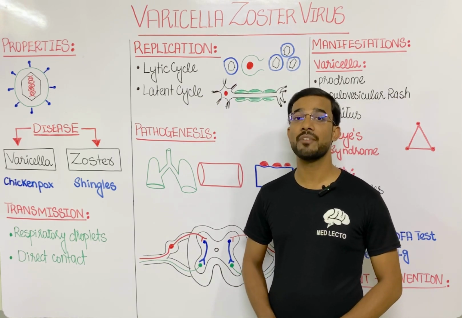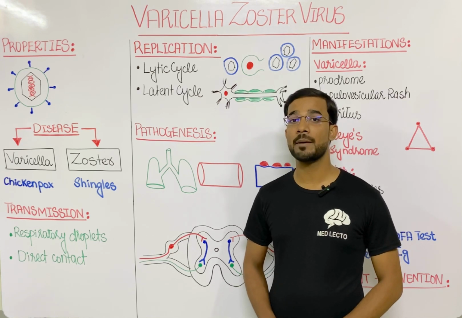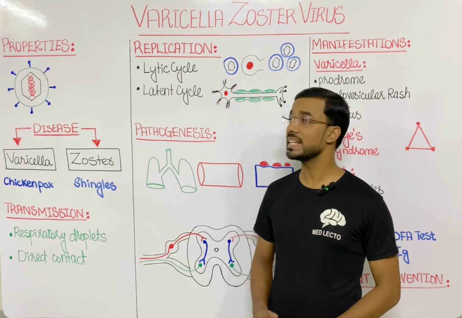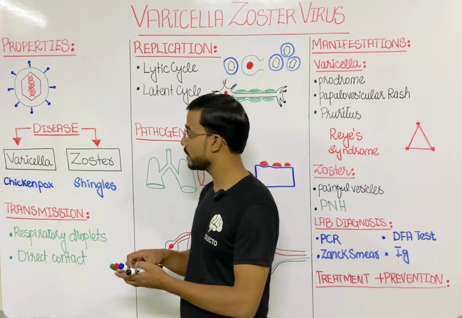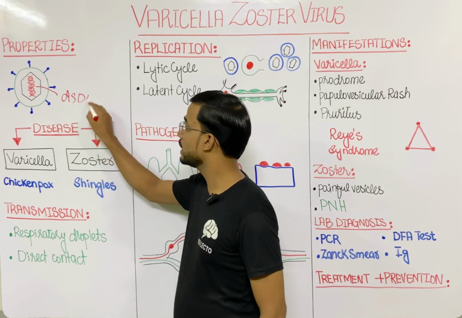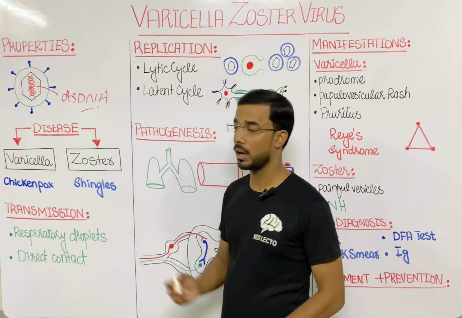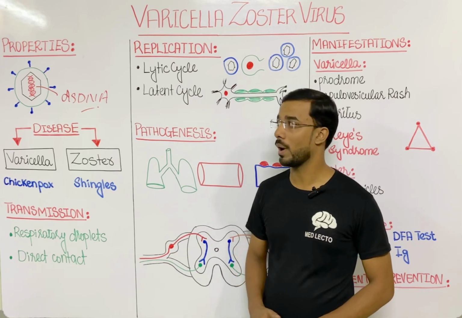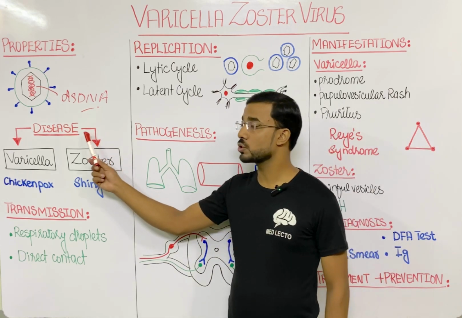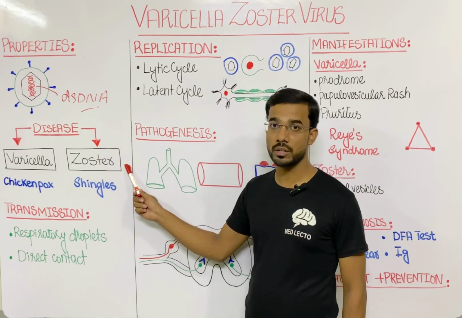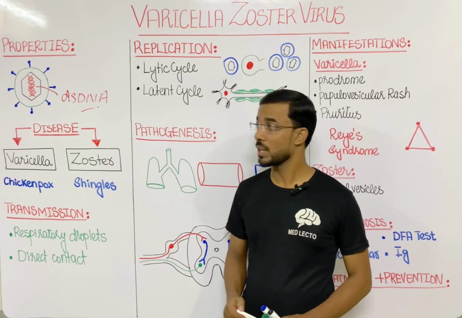It is actually an enveloped virus. Inside the envelope, you will see the presence of the capsid that is actually made up of protein. And inside the capsid, you will see the presence of the double-stranded DNA molecule. Okay, this is the general structure of the Varicella Zoster virus. So it actually causes two diseases, varicella or you can say chickenpox, and zoster or you can say shingles.